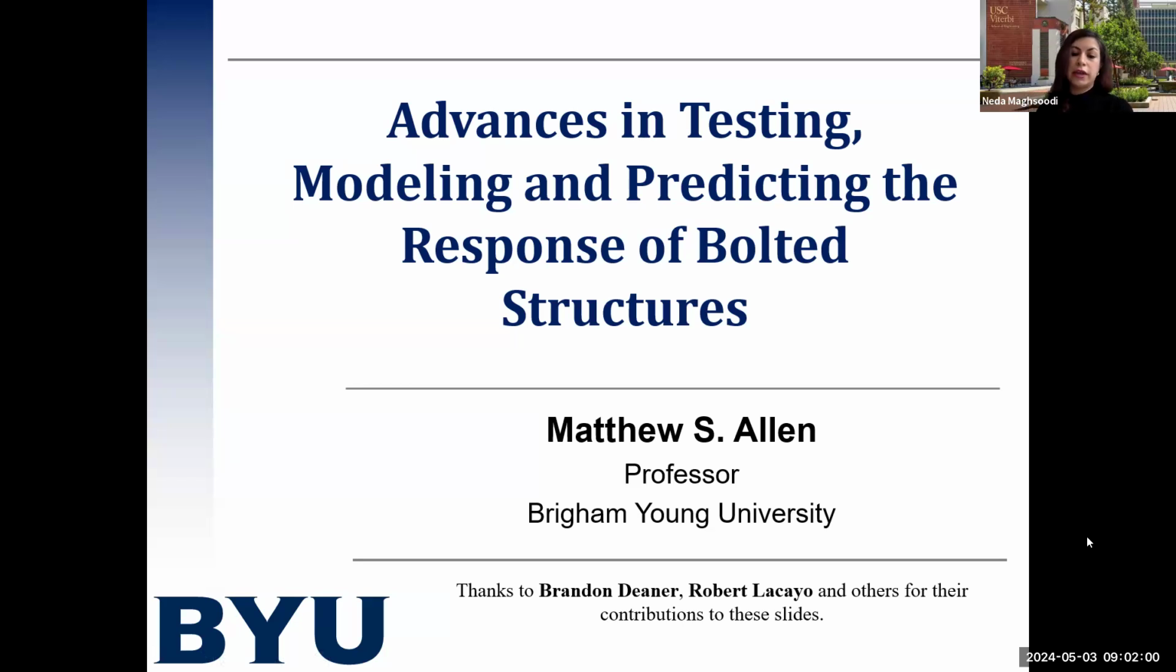Our speaker today is Matthew Allen, Professor of Mechanical Engineering at Brigham Young University. Prior to that, Dr. Allen was a Professor of Engineering Physics in Wisconsin-Madison. He received his PhD from Georgia Tech and did a postdoc at Sandia National Labs. Dr. Allen has received several awards and honors, including the Young Investigator Award from the Air Force, the Dominici Award from the Society for Experimental Mechanics, and NASA Group Achievement Awards, and several others.